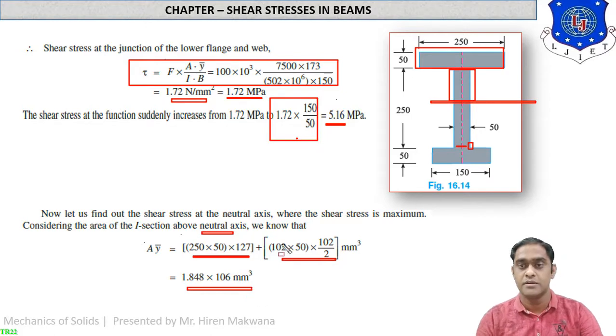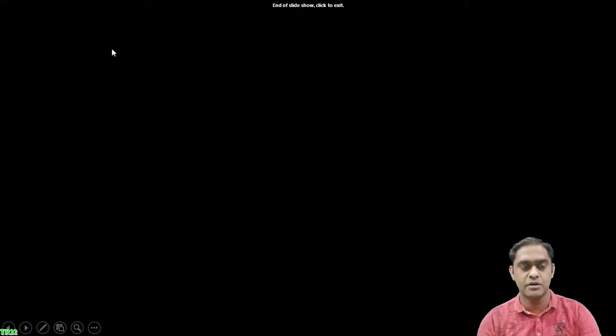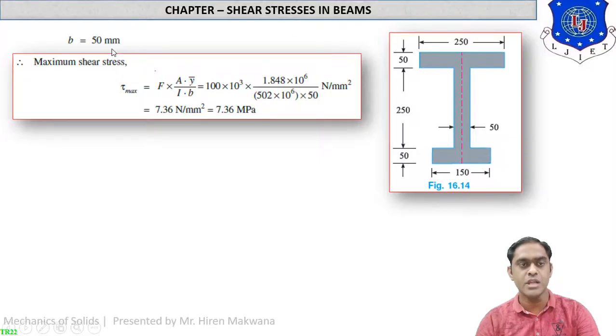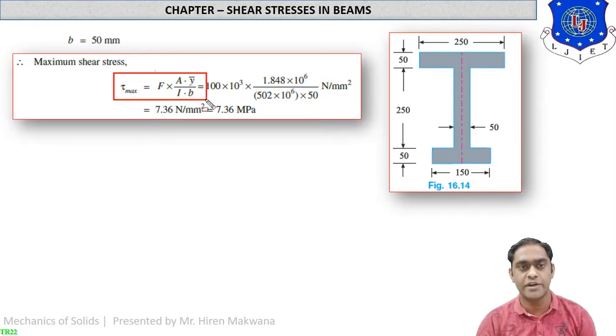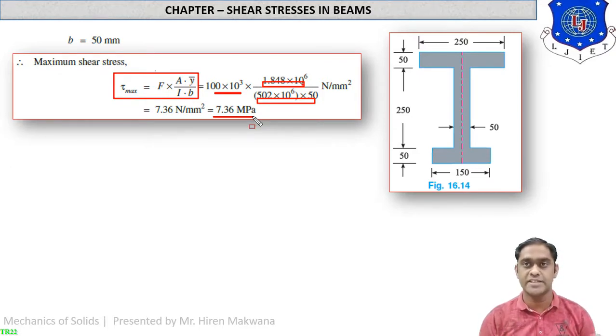By our regular method, width will be 50 at this point. So replacing all the values, width is equal to 50, you will get tau max is equal to F A y bar upon I b. So again at the center of gravity, tau is the maximum. So you just calculate all these values and you will find the answer of 7.36 megapascal. So these are very complicated numericals. You just practice these two sections, T section and I section, and find the shear stresses at different points and draw the shear stress distribution diagram.